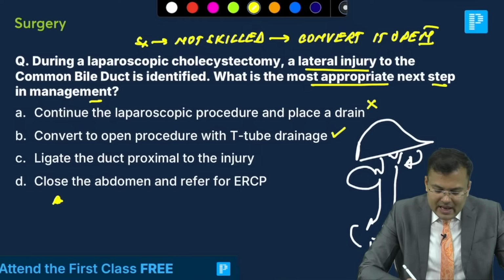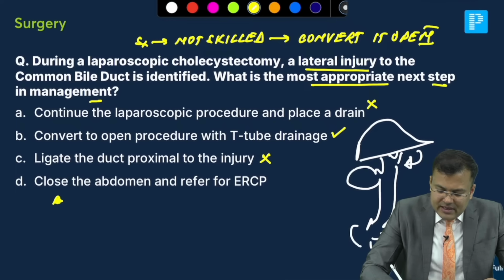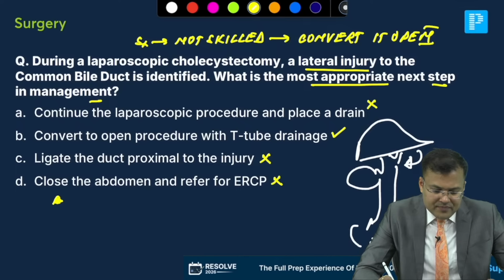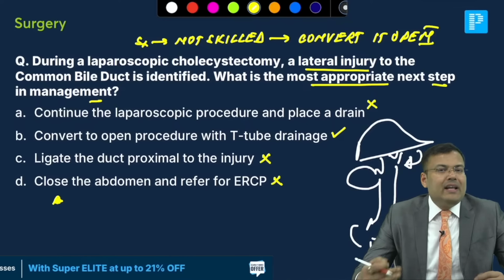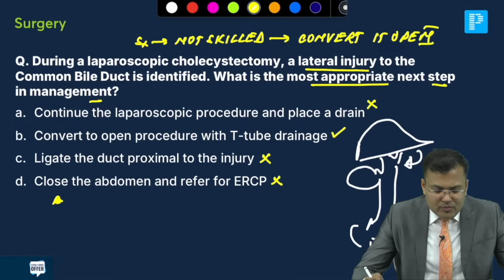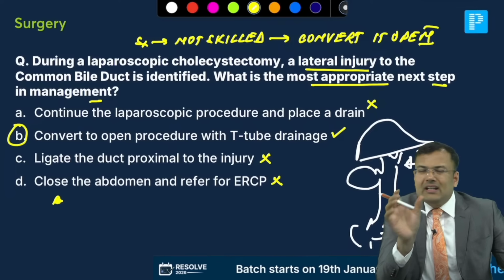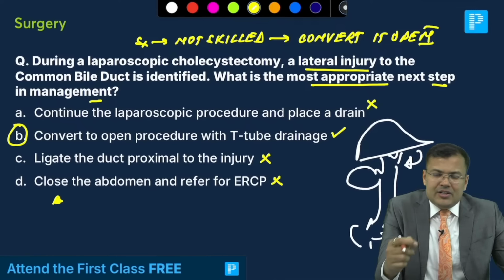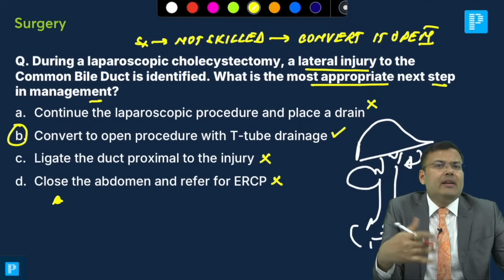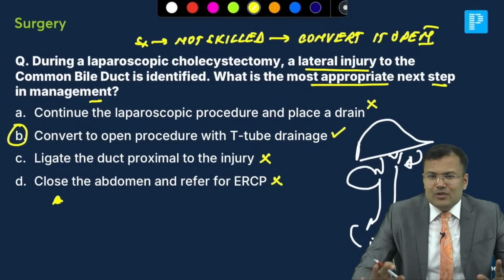Preferred answer. Ligate the duct proximal to injury. No, we are not going for ligation. Close the abdomen and refer for ERCP. No, we are not referring the patient for ERCP. Clear? So, it's better to convert laparoscopic cholecystectomy into open and perform the repair, and after repair you have to place the drain. So, guys, what is the correct answer here? Correct answer is B. You got the crux of the question. The surgeon is not skilled, that's why, for a laparoscopic bile duct injury detected intraoperatively, you convert to open, repair it, and after repair we put the T-tube. Got it? So, correct answer is option B.